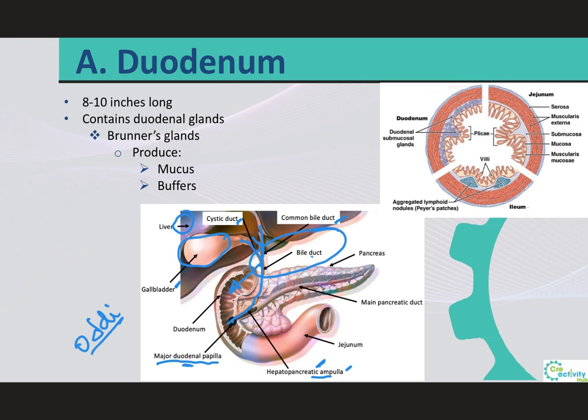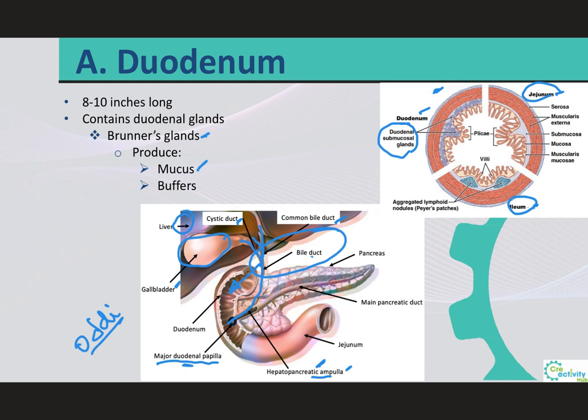Also, as we can see from this image over here on the right, it shows the comparison between the three different tracts of the small intestine. Compared to the jejunum and the ileum, the duodenum contains numerous duodenal glands, which can also be called the Brunner's glands. And these glands, they will produce large quantities of mucus, and the mucus that's produced by the intestinal and the submucosal glands, they will protect the epithelium from the acidic chyme that's arriving from the stomach.